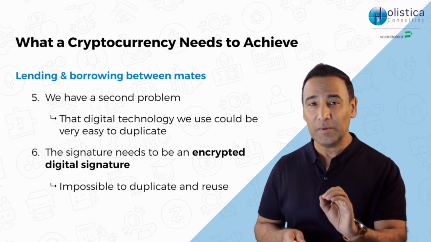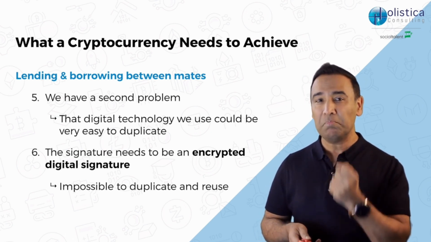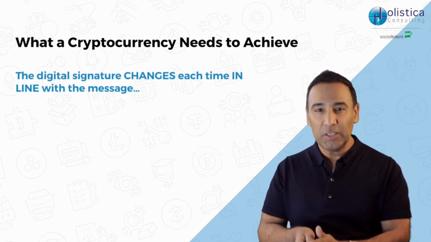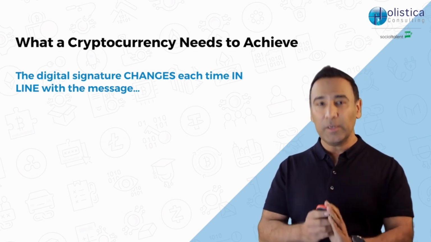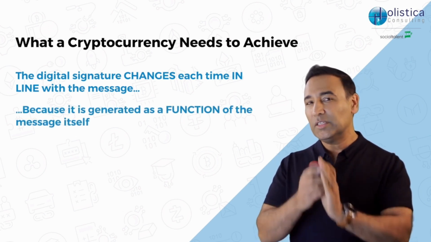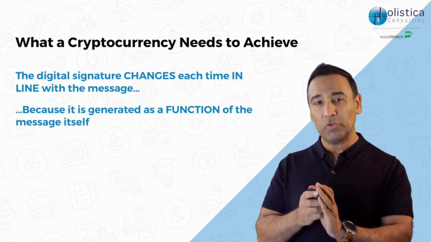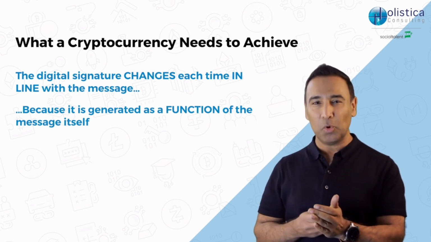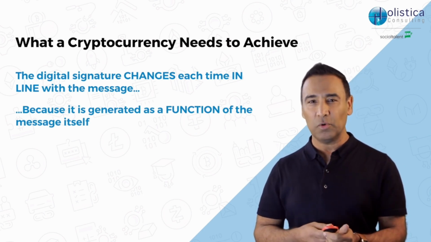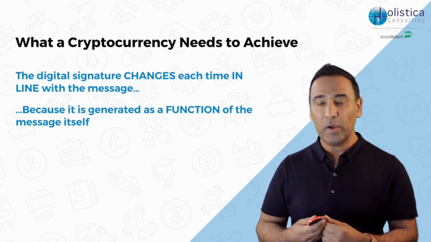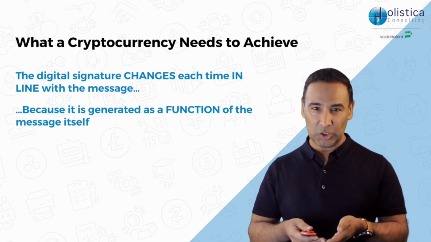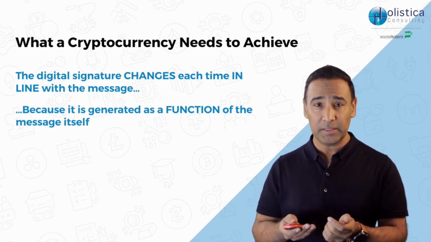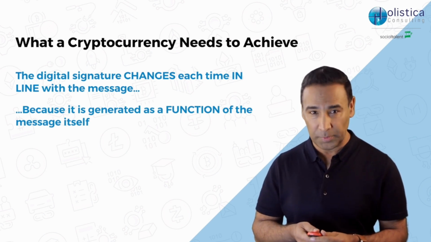Now, just as a simple heads up to this, I'm just going to make you understand a concept. The key thing here is that the digital signature in Bitcoin doesn't remain static, but more importantly, it changes each time in line with the message. Because the digital signature in blockchain is generated as a function of the message itself. So that's an important breakthrough. Grab that thought for a second. What I'm saying is get away from the idea of a static signature that you normally use in real life. Because that thing on your license can be duplicated just by passing it through a photocopier.